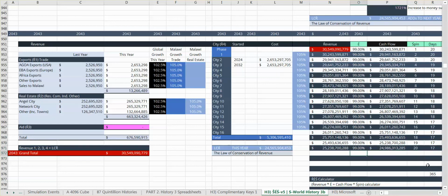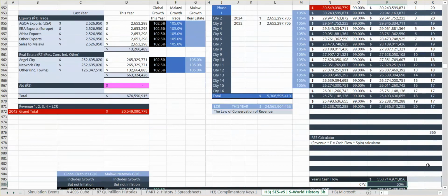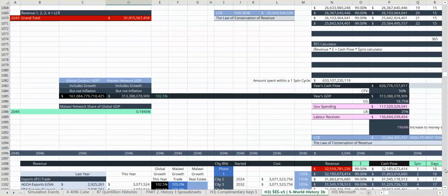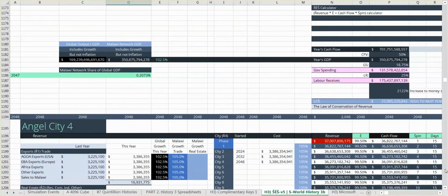20 spins and E of 99%. It's generating 550 billion, 275 billion in GDP. That's 0.17% of global GDP. Let's go down to 2048, Angel City 4.